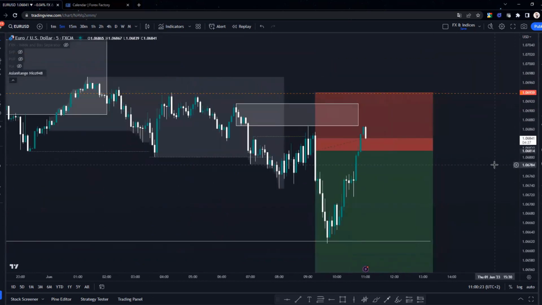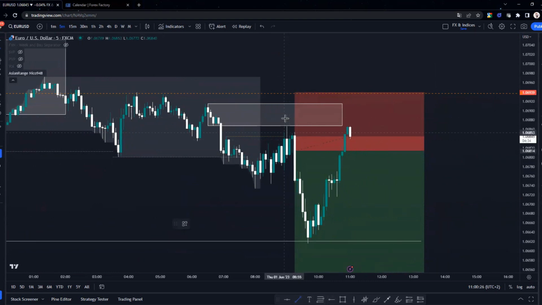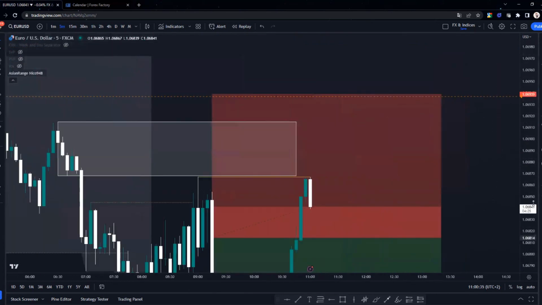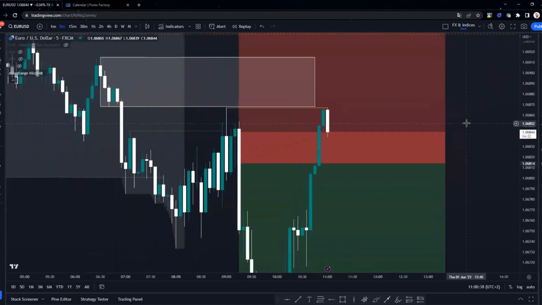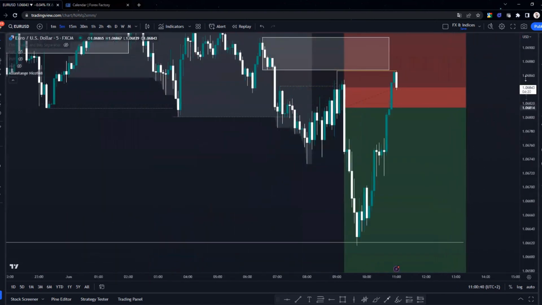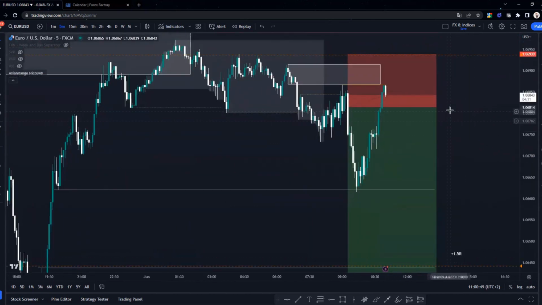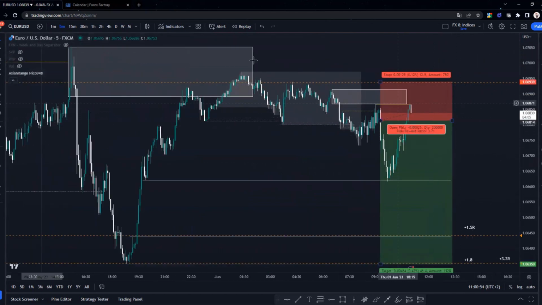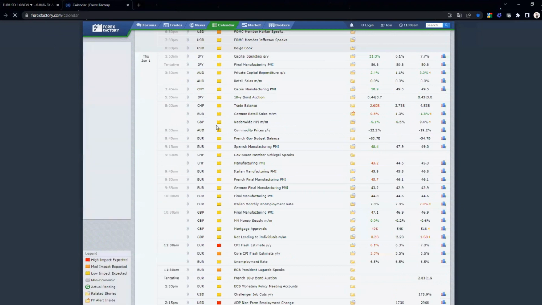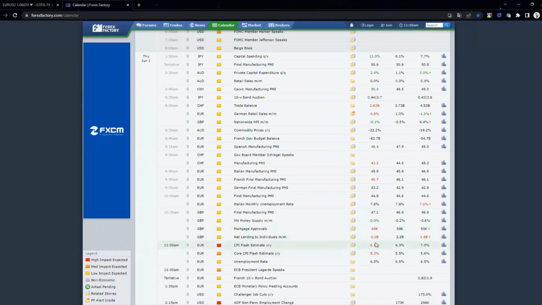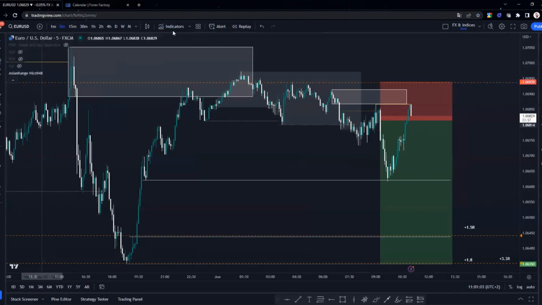Let's see how price will move in the next few minutes. This is a double top, or actually, I didn't break. This is a double top. Let's see if price decides to first sweep the liquidity before dropping, or whether it's going to continue from here, or whether price is just going bullish. Let's see the news. It's bearish for euro, and okay.